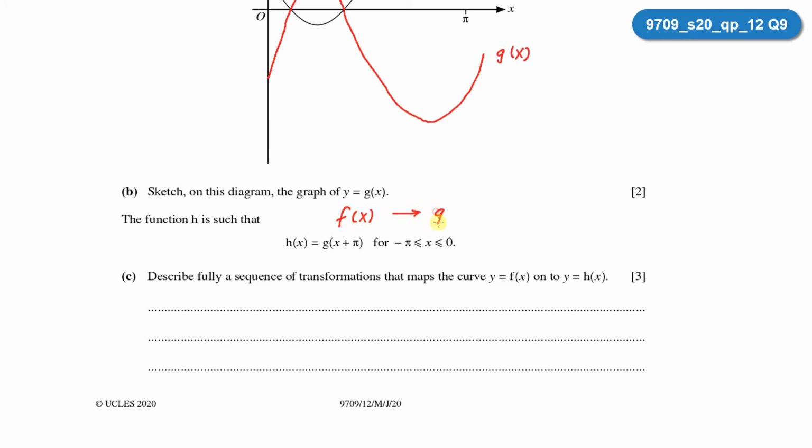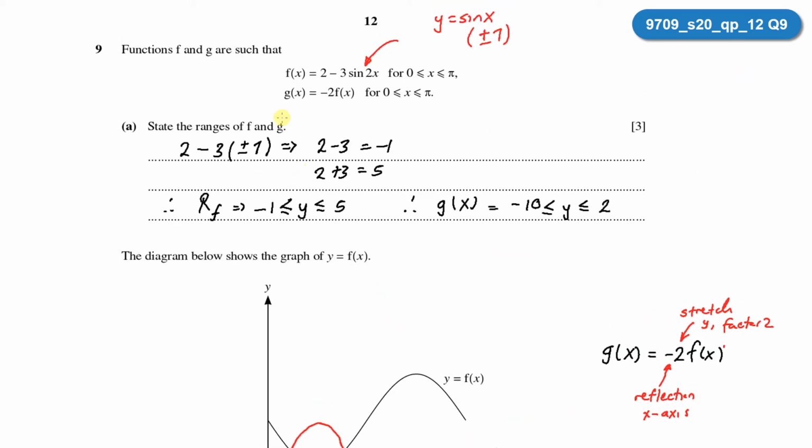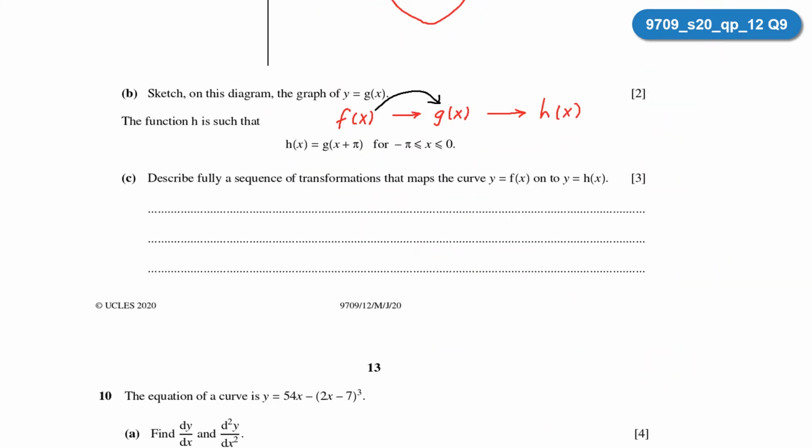F of x gave us the graph g of x, and now g of x is being transformed onto another graph, which is h of x. Now, from f of x to g of x, what was the transformation? We learned from the question that g of x is minus 2 of f of x. So we had g of x being equal to minus 2 of f of x.